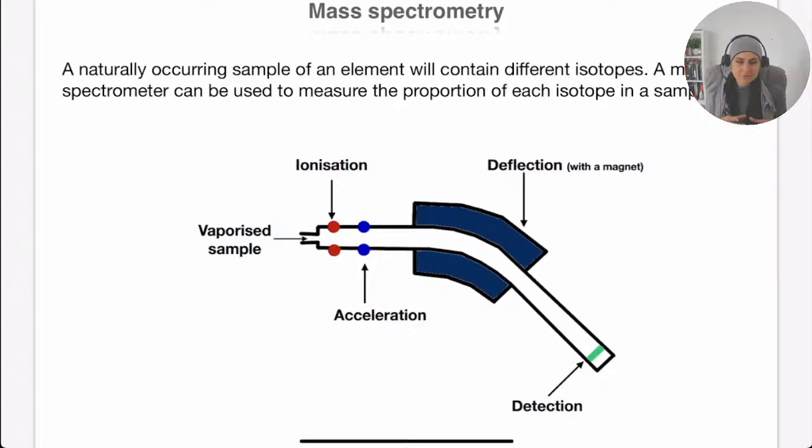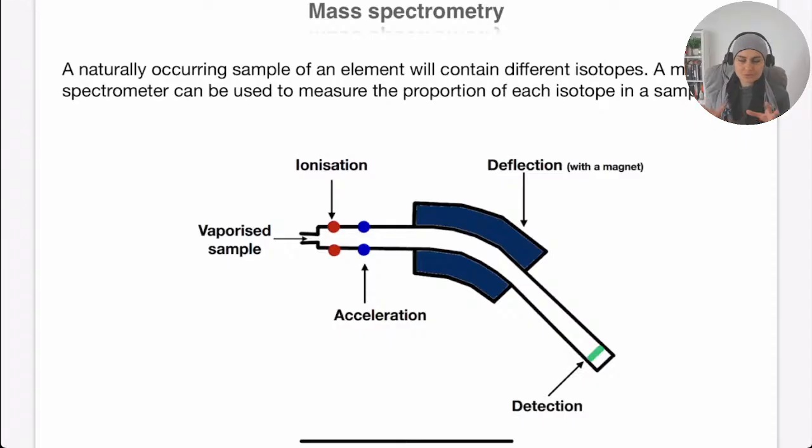So mass spectrometry is a technique that allows you to identify isotopes in the sample. What it will tell you is how many isotopes you have, what is the mass number of those isotopes, and what is the abundance of the isotopes in the sample of your element. That's how it works.